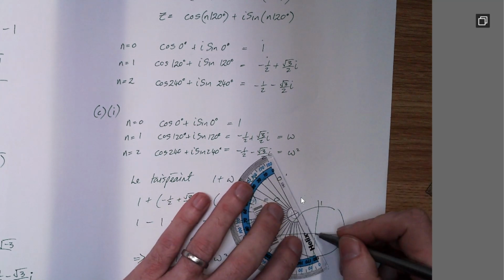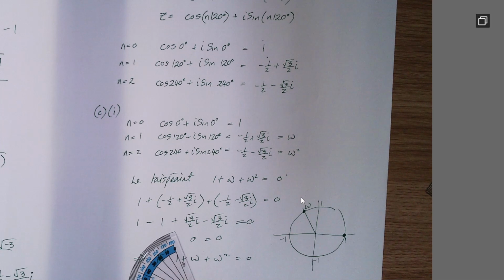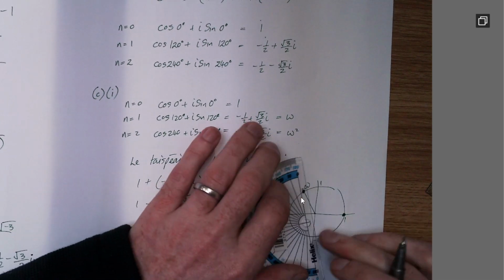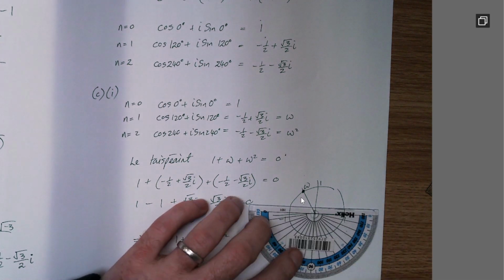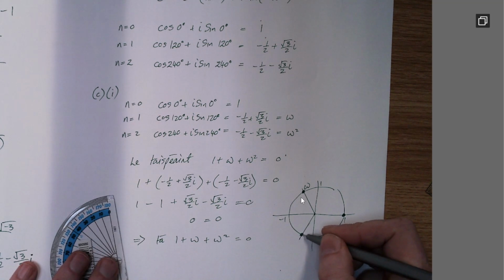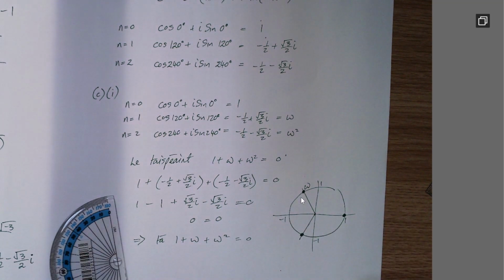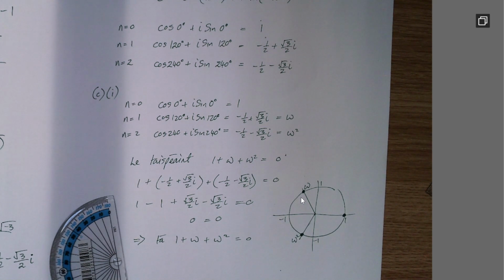So roughly, that is 120 degrees, so that's omega, and then going another 120 degrees, which is 120 plus 120 is 240, that's the point for omega squared. And that gives us the diagram. Very straightforward, no?